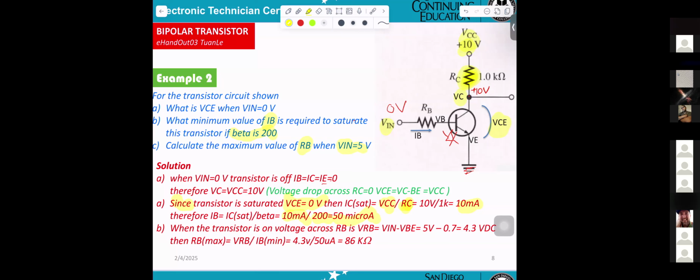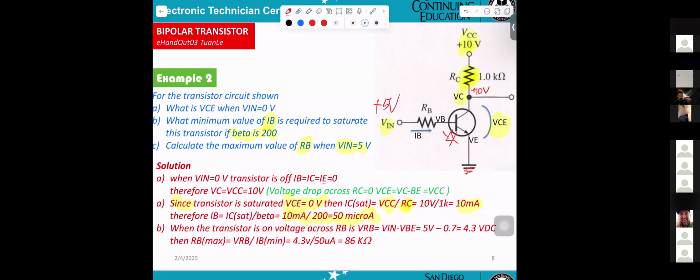Calculate the maximum value of RB when V in equal 5 volt. So now you get the 5 volt here. They want to know maximum value RB.